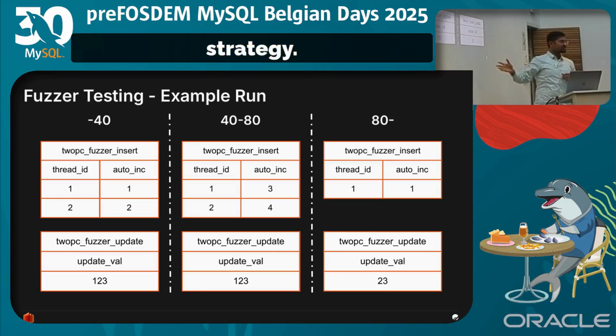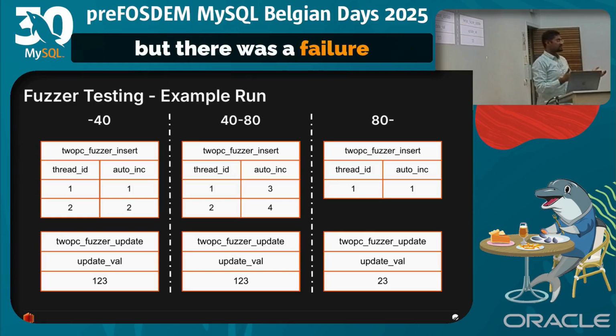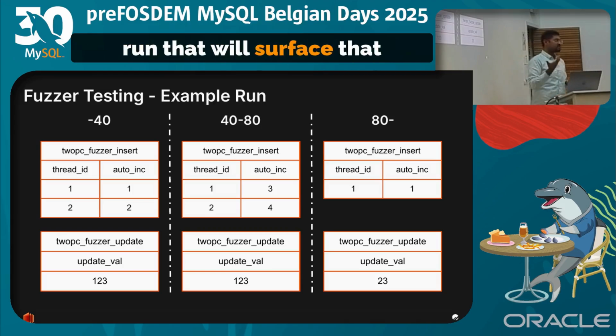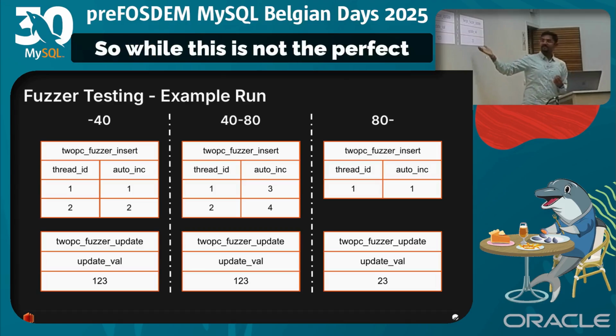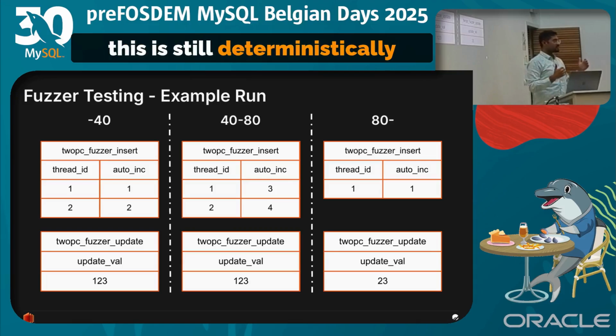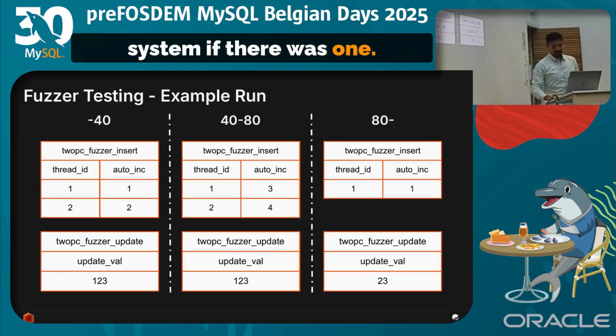Now, this is not a perfect strategy. There can still be situations where the test passes, but there was a failure in the system. But the premise is that it's so rare, and if there is a consistent failure in the system, eventually there would be a test run that will surface that problem, and we'll find it out. So while this is not the perfect way to test that everything was atomic, this is still deterministically good enough that eventually we'll find a problem in the system if there was one.